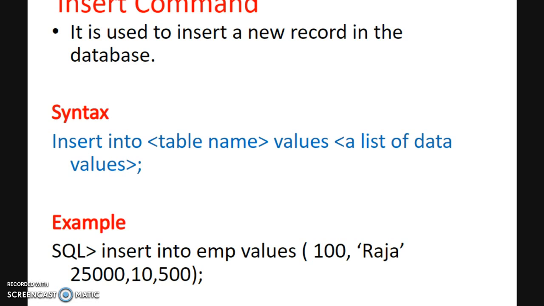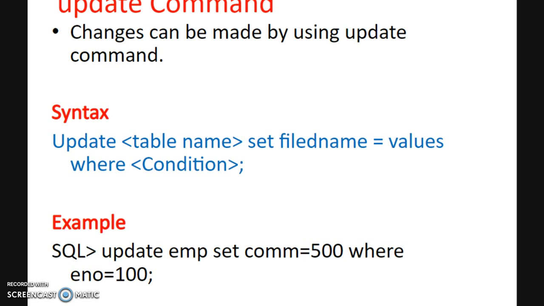Example: insert into emp, where emp is the table name. What are all the values you are going to insert into the table emp? That is 100, Raja, 25,000, 10, 500. These are the 5 attributes we are going to insert into the table emp. The first row is created.